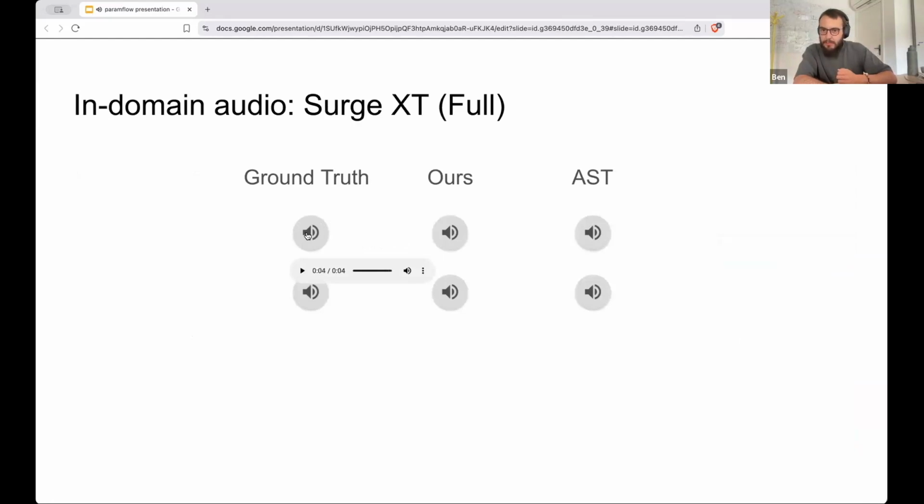Can you just give me a thumbs up if that came through? Great. And here's what our model is able to do.